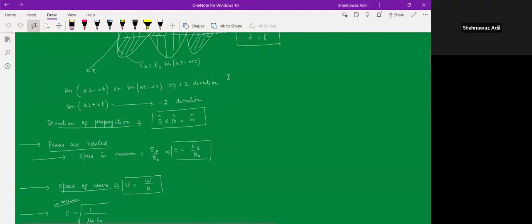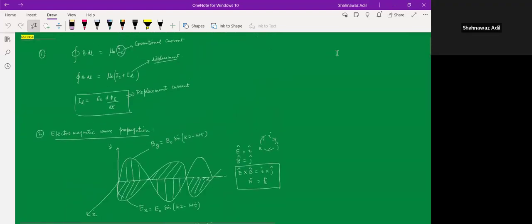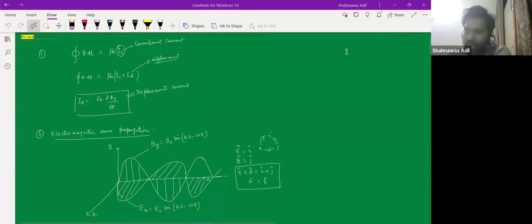so I will just give a quick glance at what we have understood in the electromagnetic wave part. The first thing that we understood in electromagnetic wave was the displacement current.